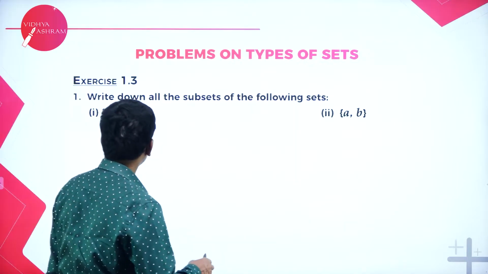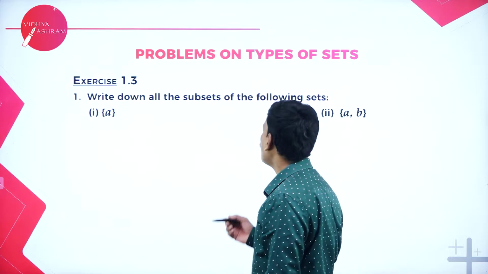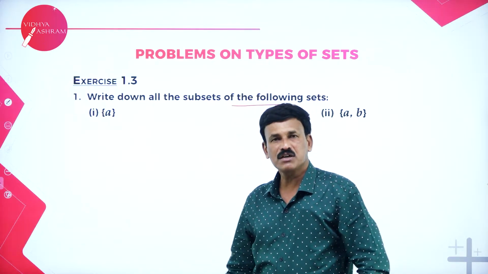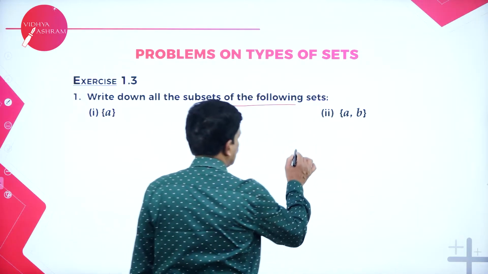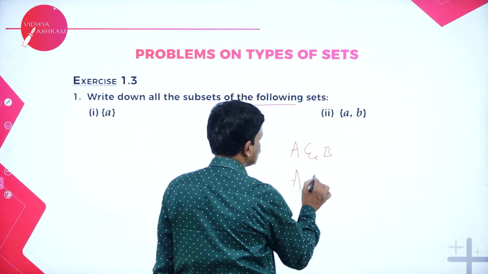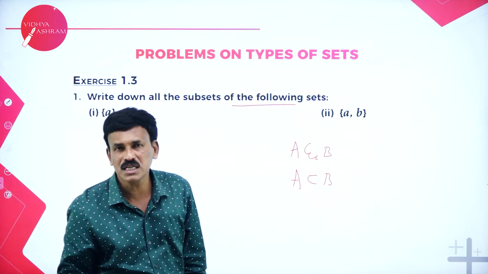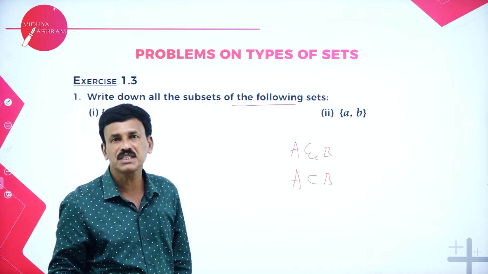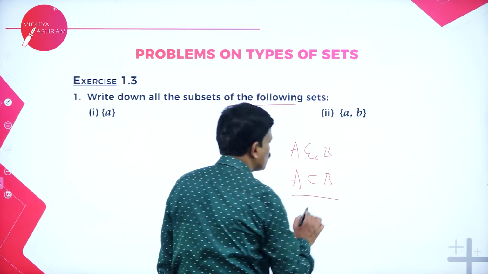Now let us come to a problem. So straight away come to an exercise. Now write down all the subsets of the following set. Subset means the set of all the sets. Suppose A and B are any two sets. Now I'll explain once again. If A and B are two sets, then A is said to be the subset of B if all the elements of A must be the elements of set B. If all the elements of A must be the elements of set B, then A is called the subset of B and it is denoted as A is the subset of B.